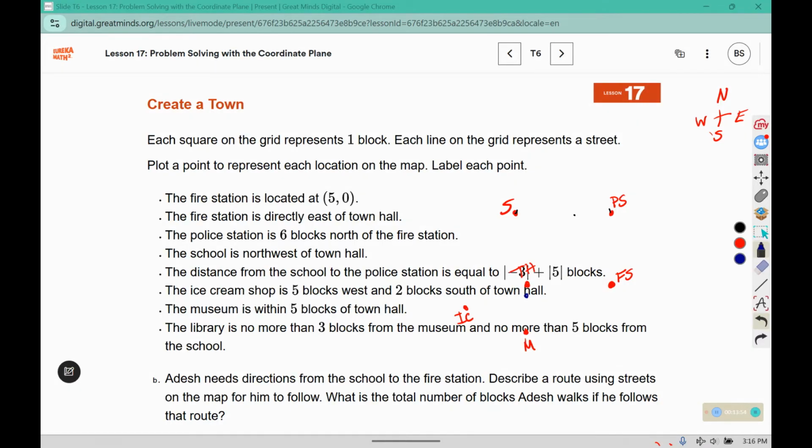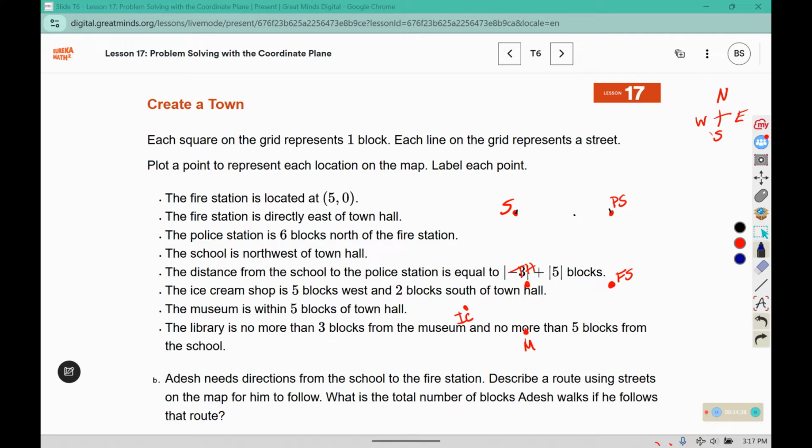We know the fire station is in the correct location. So that one's going to stay. We know the police station is 6 north, so that one's in the correct spot. We know the distance from the school to the police station has to be 8 blocks. We counted 8 that direction, so that one's in the correct spot. I believe we can move the museum the other direction to make it closer to the school. That way the library is also closer to the school.